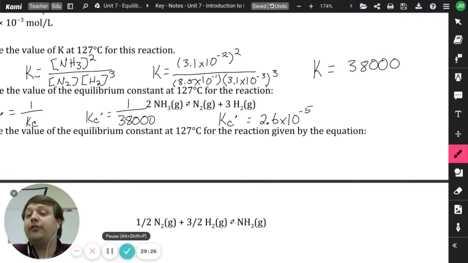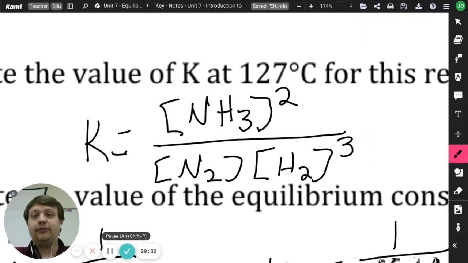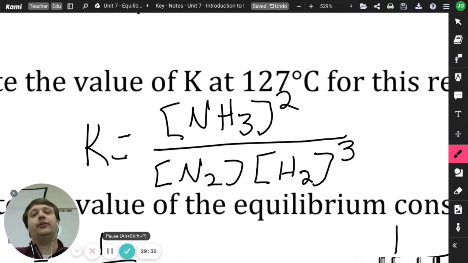Again, just a very, very simple way. You could technically plug everything into the original expression, but reversed, so you'd have your reactants on the top and your products on the bottom. But that's a lot more work. If you've already solved for your Kc, there's no reason not to just use this inverse equation.